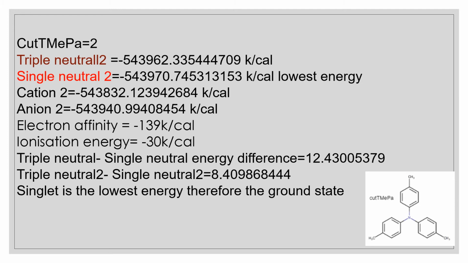Now I've done some comparisons down the bottom. The triplet neutral minus the singlet neutral energy difference is 12 kilocalories. The triplet neutral 2 minus the singlet neutral 2 is 8.4 kilocalories.